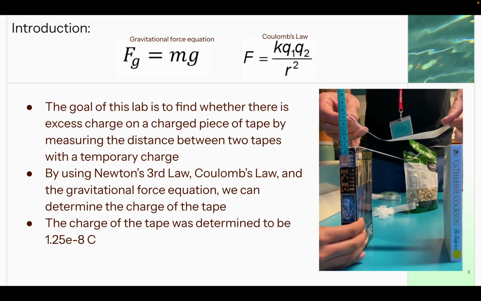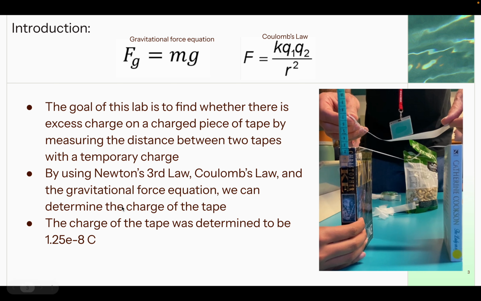As an introduction, the goal of this lab is to find out whether there is an excess charge on pieces of tape by measuring the distance between the two tapes that are temporarily charged. And by using Newton's third law, Coulomb's law, and the gravitational force equation, we can determine what the charge of the tape is. And the charge of the tape was ultimately determined to be 1.25 times 10 to the negative 8 coulombs.